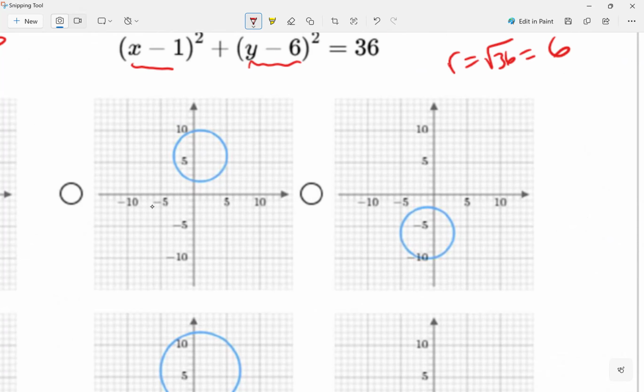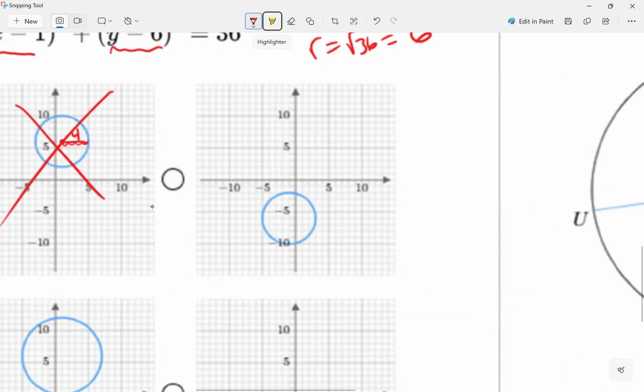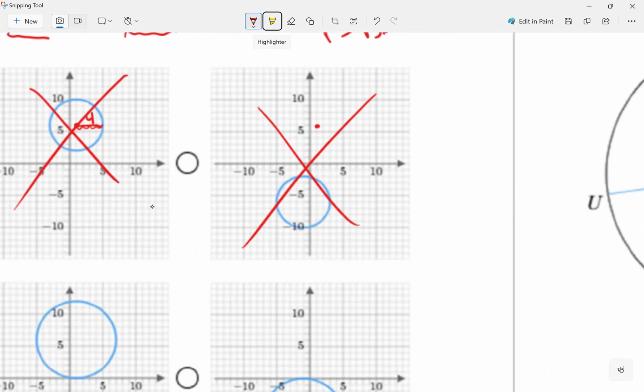So let's see. 1, 6. Checking the center. That could be it. That's the center. Is the radius 6? I'm going to count the squares. Let's see, I can go to the sides. It's 1, 2, 3, 4. So the radius here is 4. Sorry, that's not it. Okay. Now this second choice, remember my center is 1, 6. So I'm looking at the coordinates 1, 6. Is that the center of my circle? No, it's not it.